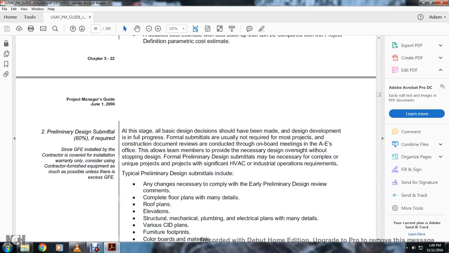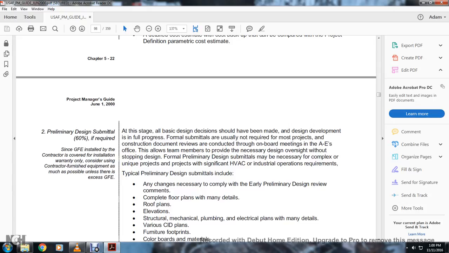2. Preliminary design submittal, 60%. If it requires government furnished equipment installed by the contractor, cover the installation warranty offer. Only consider using contractor furnished equipment as much as possible, unless there is a government excess of government furnished equipment. At this stage, the basic design should have been made with the design development in full progress before submittal, so all use the non-required more project construction documentation.